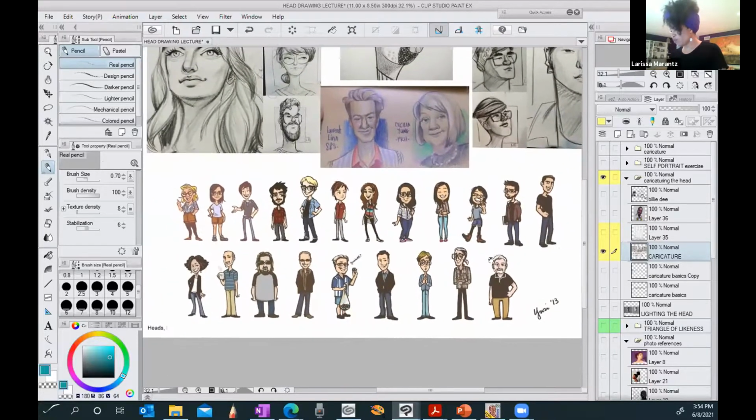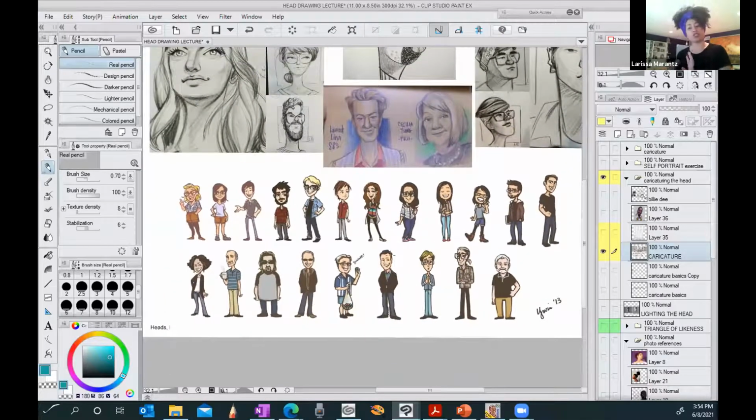Those things are going to really help to define your characters. And when you have a lineup like this, it's a lot easier to push and pull your characters because you can see the differences and the variation from everyone.